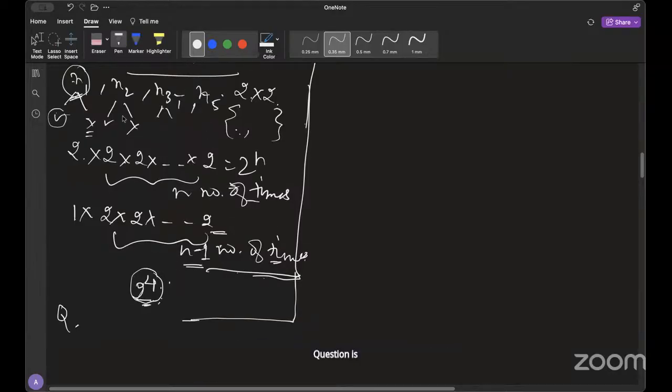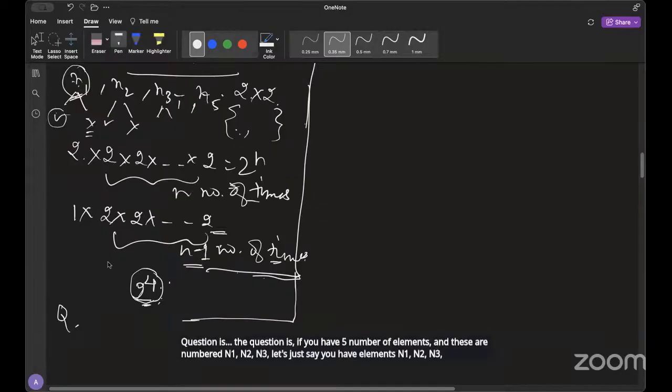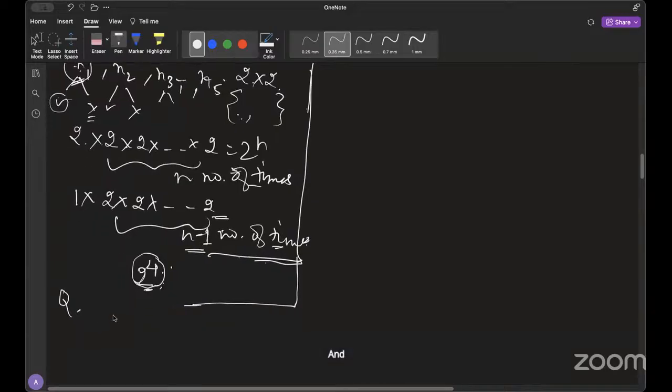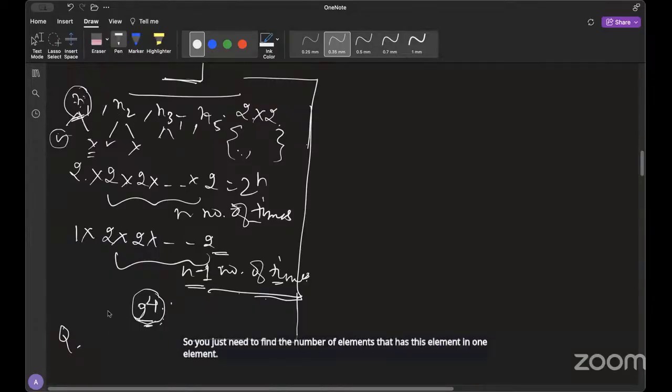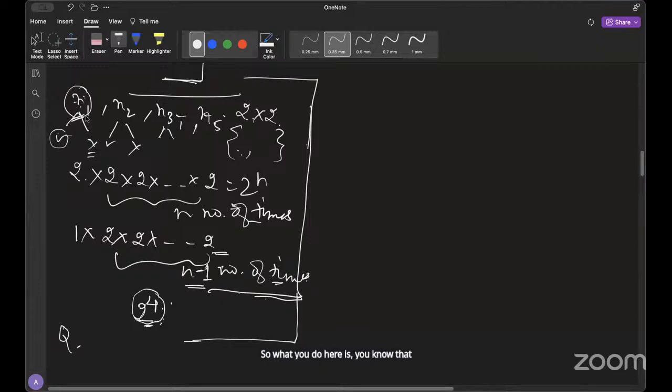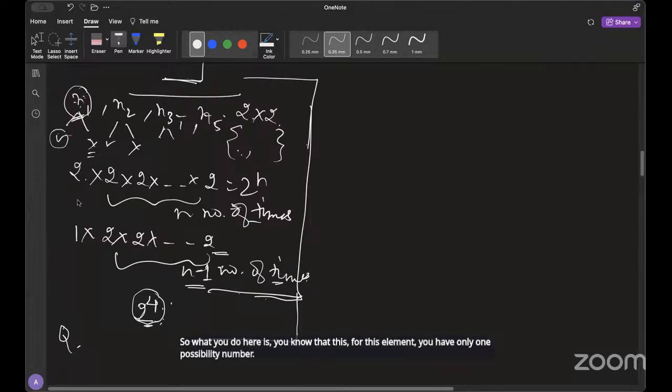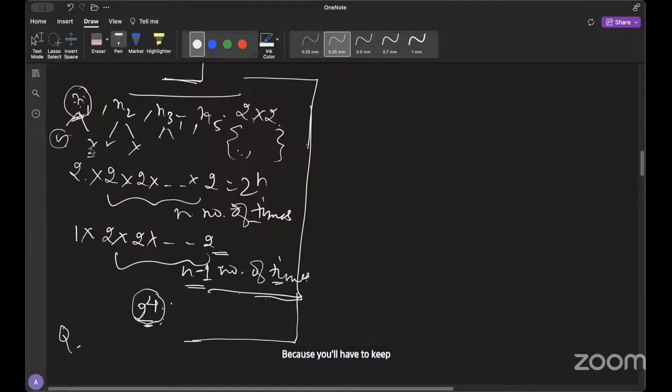The question is if you have 5 elements and these are numbered n1, n2, n3 till n5. You need to find the number of subsets that have this element, and the rest we're not sure about. So what you do here is, you know that for this element you have only one possibility now, because you'll have to keep it. You don't have the other possibility. You can't discard it.